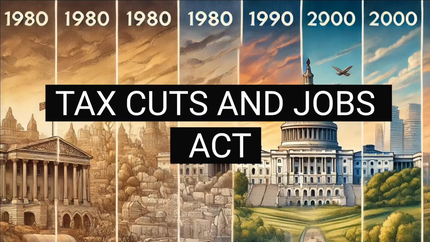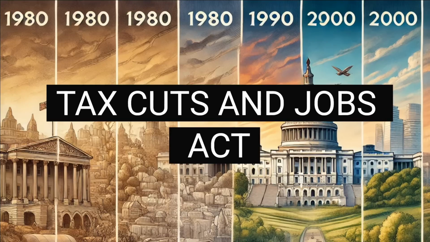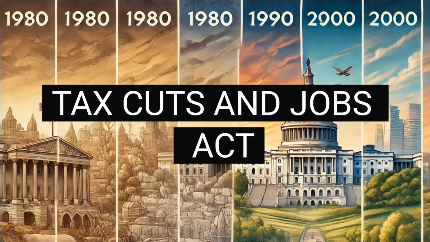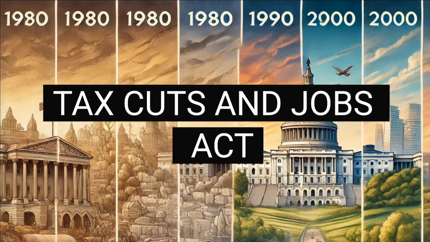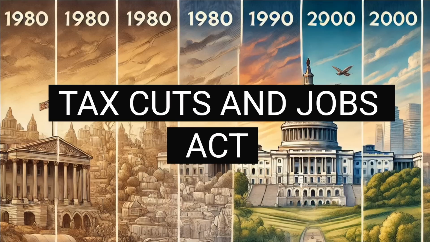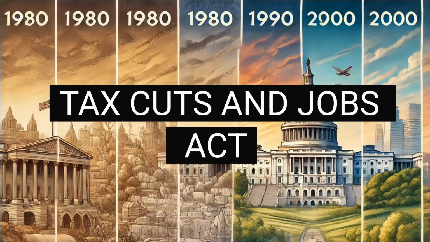Tax Cuts and Jobs Act. In 2017, President Donald Trump and the Republican-led Congress tried to use it to repeal portions of the Affordable Care Act, but failed when Senate Republicans wouldn't support it. Later, they used reconciliation to pass the Tax Cuts and Jobs Act. This legislation reduced corporate tax rates and made significant changes to individual tax brackets.